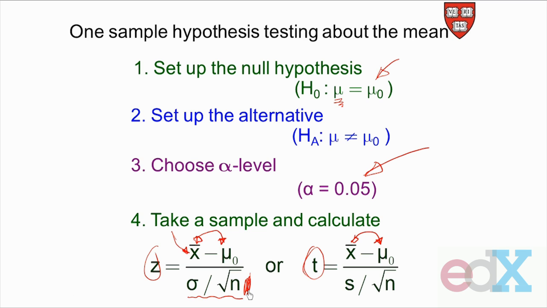Now, if we know sigma, then z has a normal distribution. On the other hand, if we don't know sigma, we can estimate it by s, and then we look at t. And t has a Student's t distribution, if the population that we're looking at is approximately normal. Then what do we do?